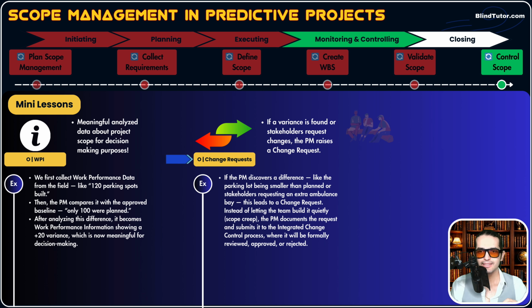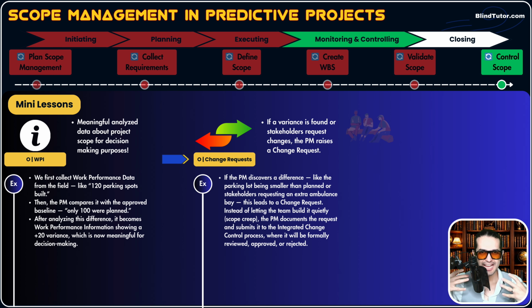Now, instead of letting the team build it quietly, which means scope creep, the PM documents the request and submits it to the integrated change control process, where it will be formally reviewed, approved, or rejected. So guys, we do control scope. We compare actual work with the planned work. We find deviations. We need to take some actions. When we find a variance, a difference, we need to take actions. Any action we take, we need to raise a change request.